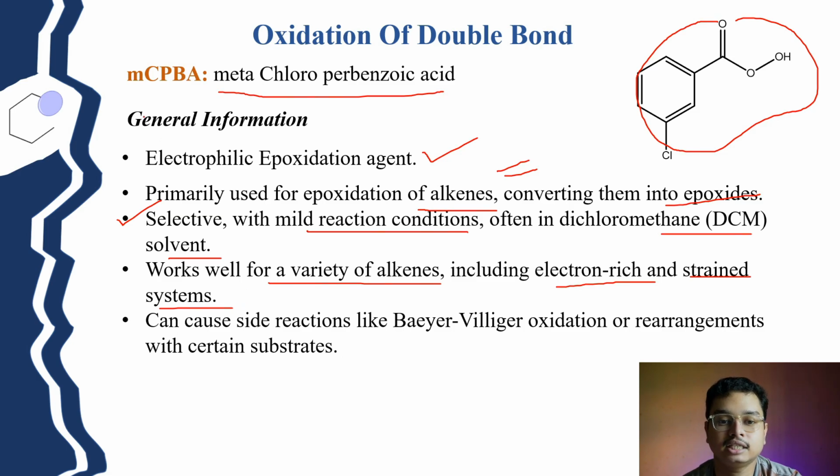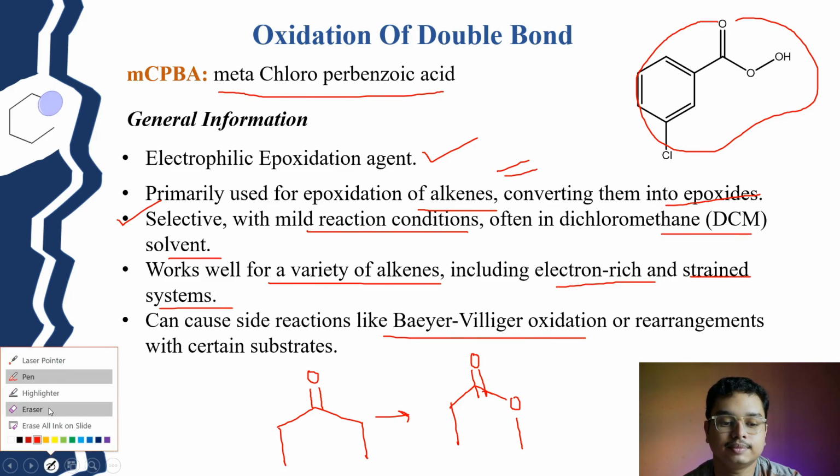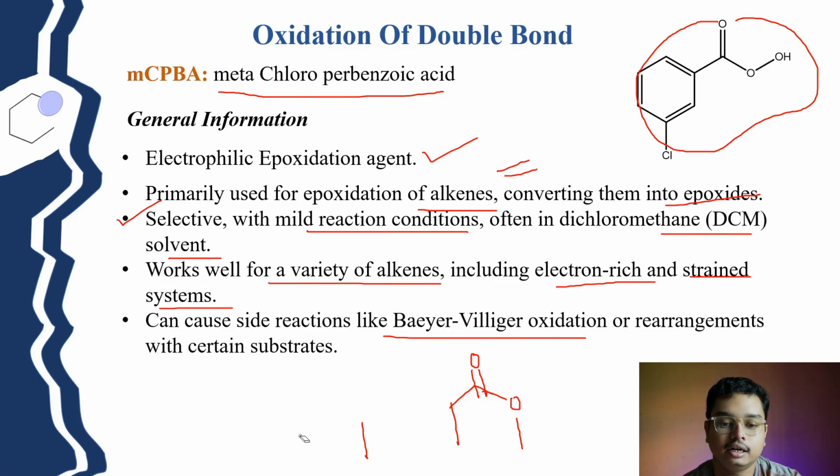But the catch with mCPBA is that it causes side reactions like Baeyer-Villiger oxidation, for example in the presence of this type of ketone system. This will show Baeyer-Villiger oxidation, meaning the ketone converts to an ester. This is the side reaction. But in the case of normal olefins, epoxidation is basically the major one.